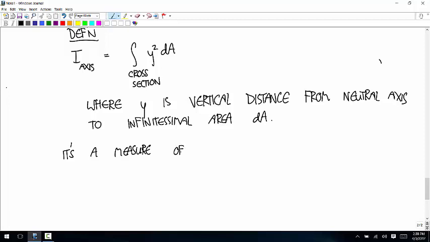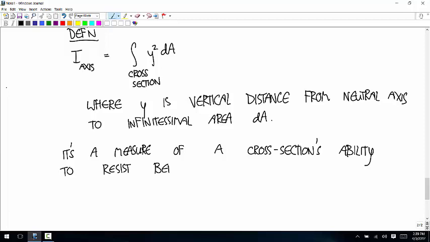After class, I'll give some examples. But the area moment of inertia is a measure of a cross section's ability to resist bending deformation.